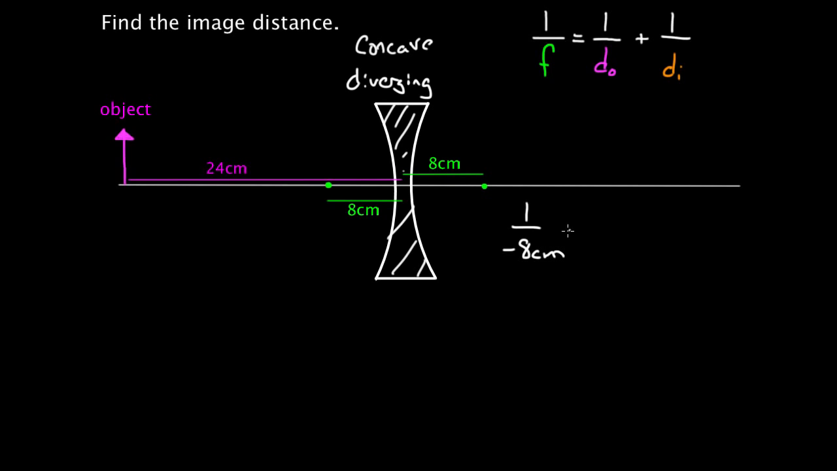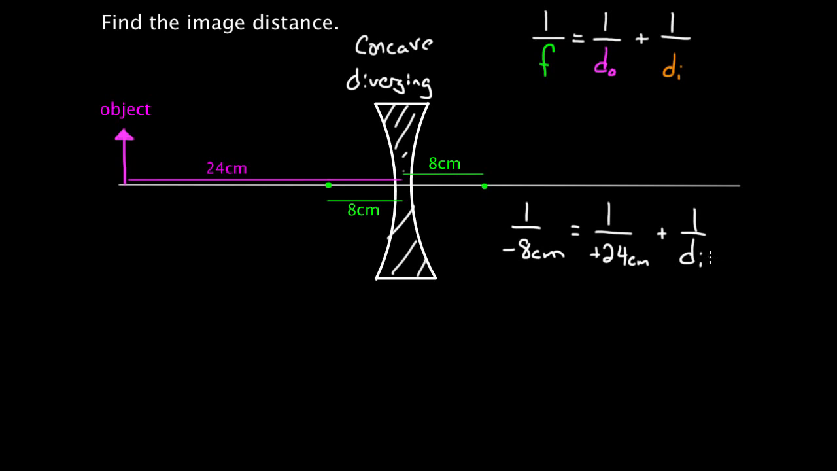Okay, so 1 over negative 8 centimeters equals 1 over the object distance. Here we go, object over here, 24 centimeters away. Should I make it positive or negative? I've only got one lens here, and that means object distance is always going to be positive. So that's 1 over positive 24 centimeters. Now we can solve for our image distance.